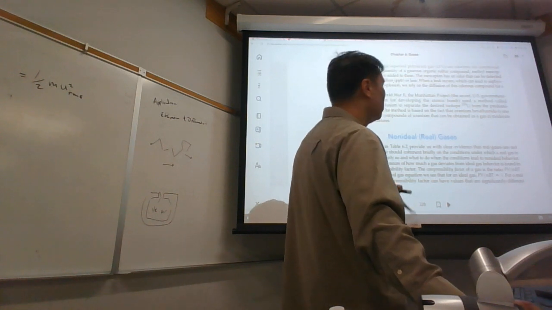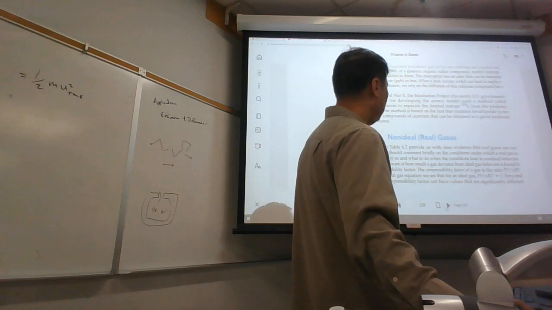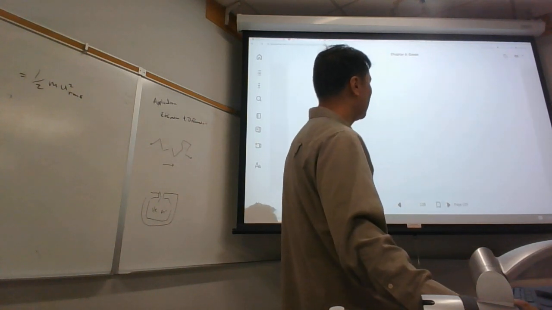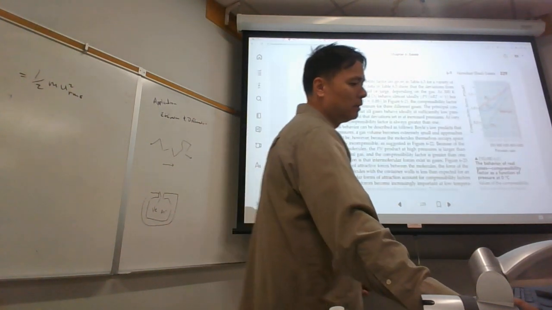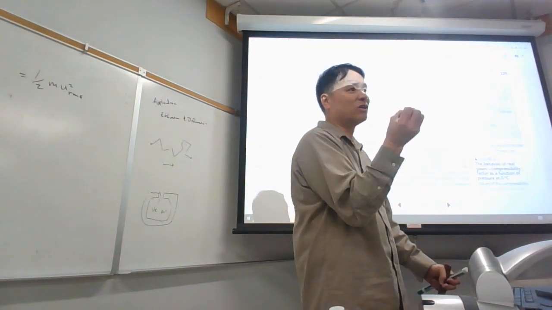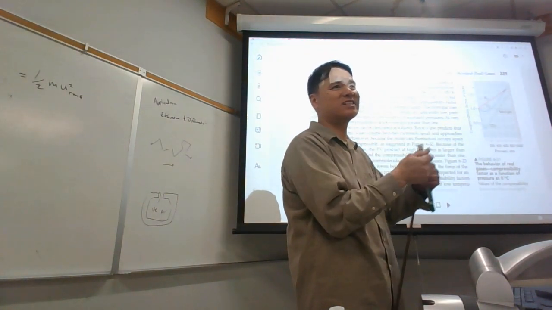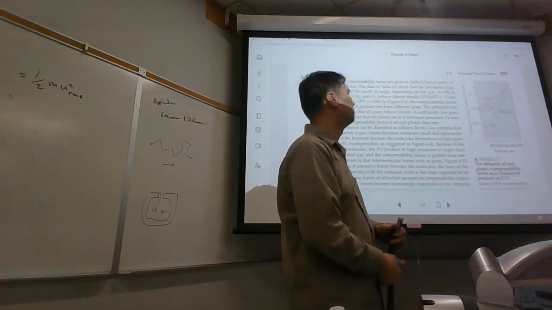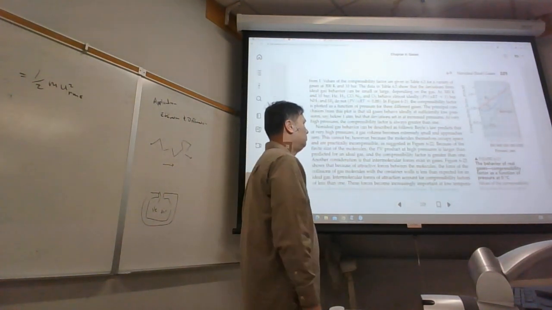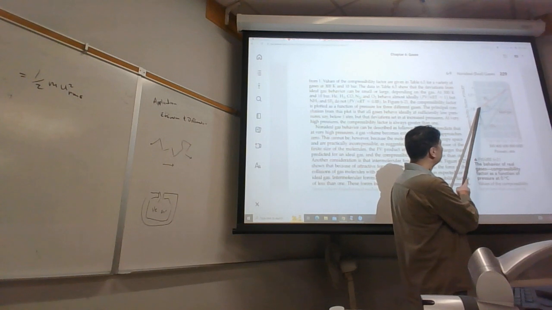Okay, the last section is non-ideal real gases. Now, what makes an ideal gas are two things. One, the volume has to be so small, it's zero for practical purposes. And two, the molecules can't be sticky. So hydrogen is not very sticky.